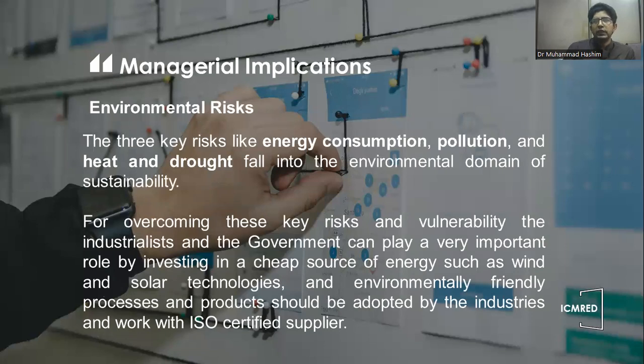The first main category is environmental risk. In this category, there are 3 key risks: energy consumption, pollution, heat, and drought, which fall into the environmental domain of sustainability. For overcoming these key risks and vulnerability, the industries and the government can play a very important role by investing in a cheap source of energy, such as wind and solar technologies, and environmentally friendly processes and products should be adopted by the industries, and work with ISO certified suppliers.